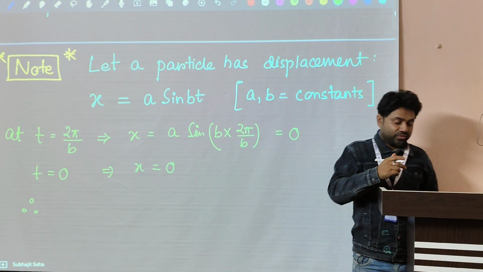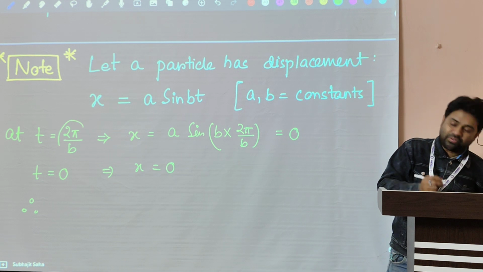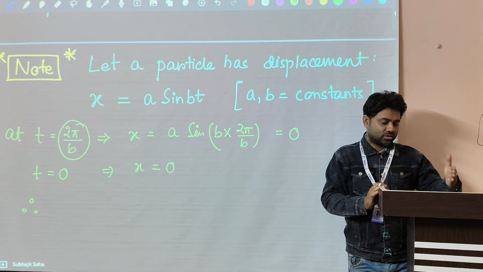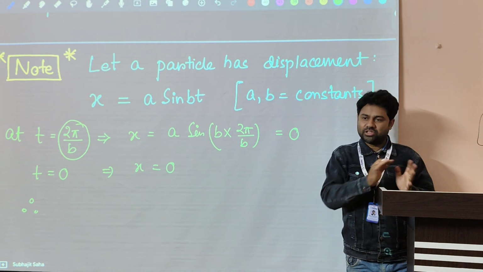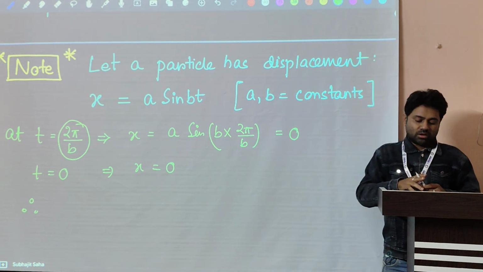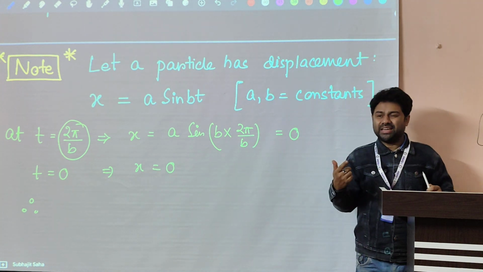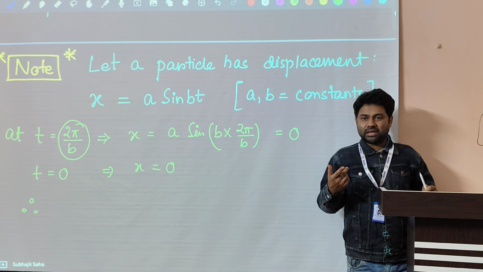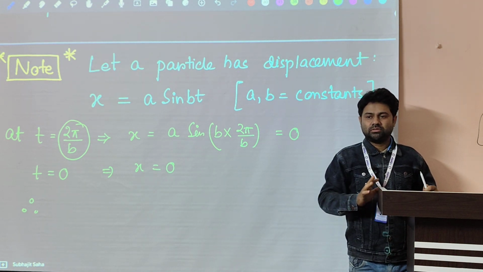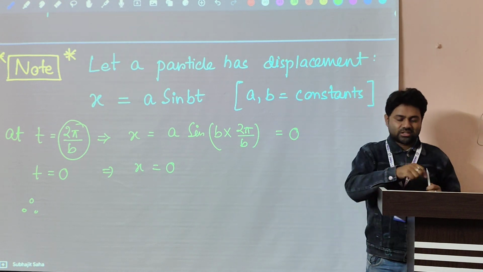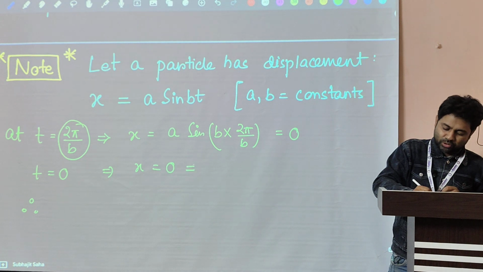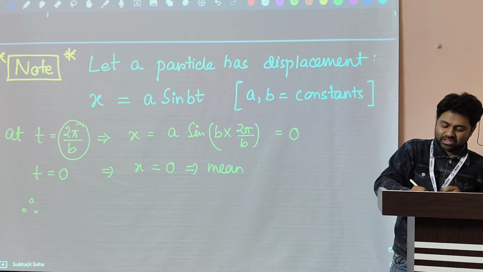So after an interval of 2π/b, the function repeats its value. Here the function means the displacement of the particle x. After 2π/b interval of time, the particle comes back to the original position from where it started. At t equal to 0, x equal to 0 means the particle is at the mean position.